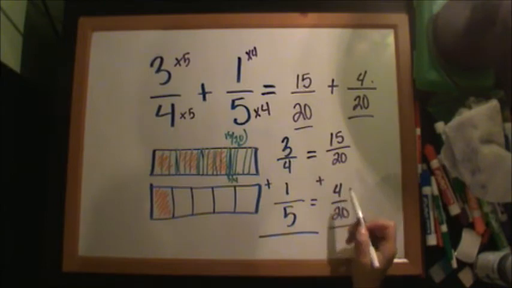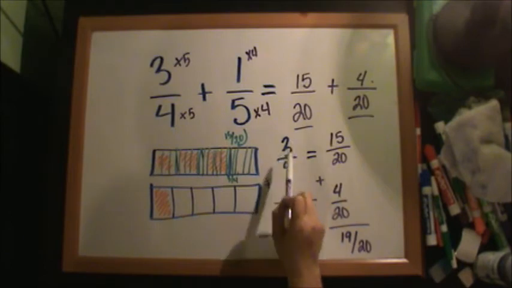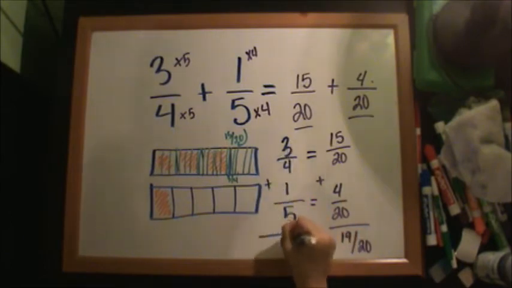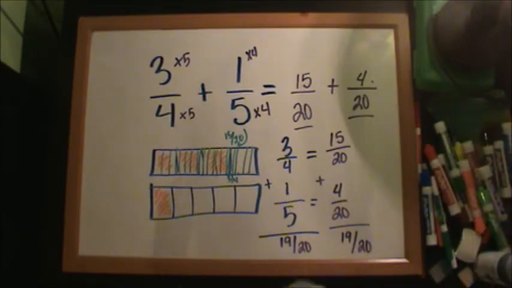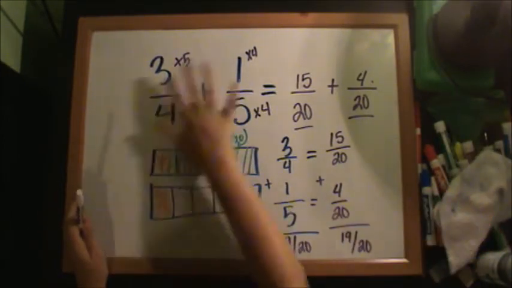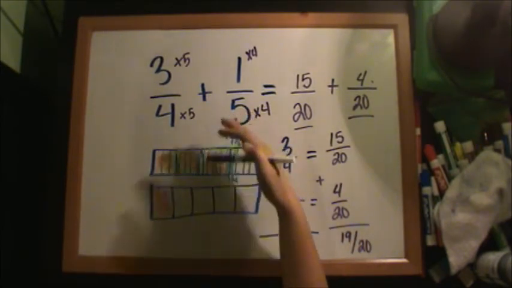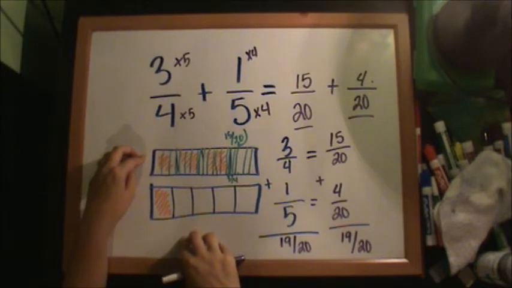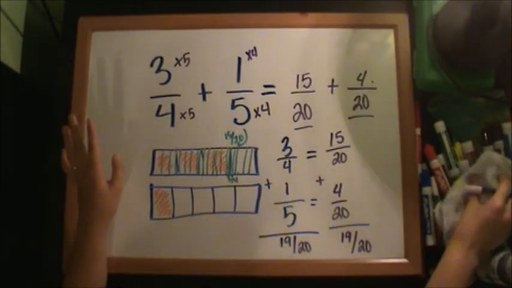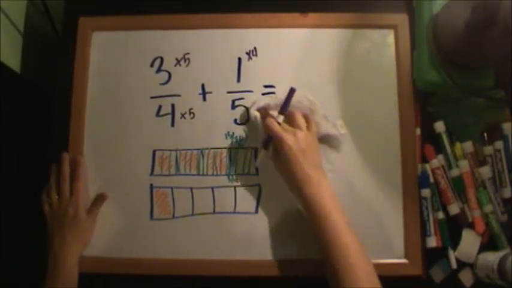So 15 plus 4, that's 19/20. So we now know that 3/4 plus 1/5 is 19/20. So subtraction with fractions is very similar. Why does this work? Well, we just showed you. Because you're cutting it into smaller pieces and you're finding an equivalent denominator that both of these will work with. So subtraction with fractions, we're going to use the same numbers, is very similar.